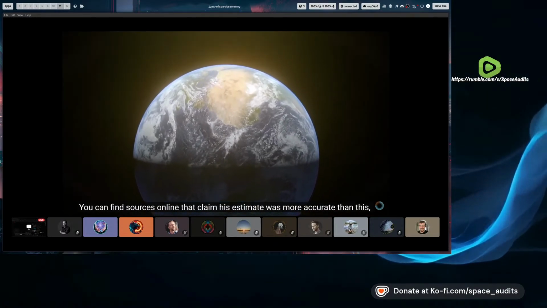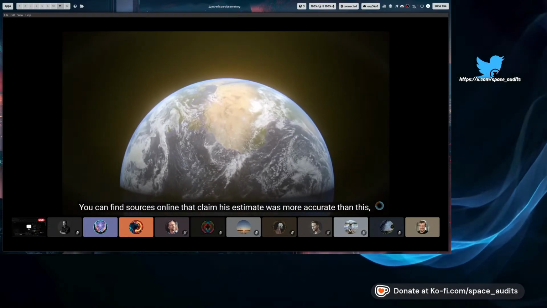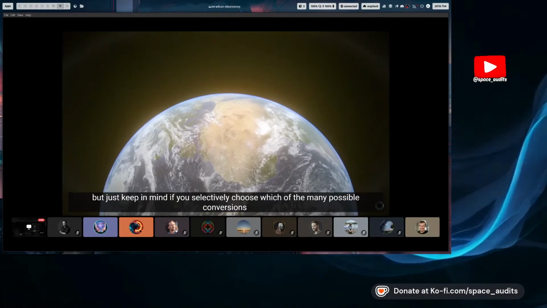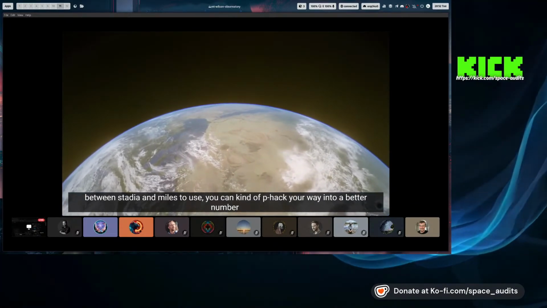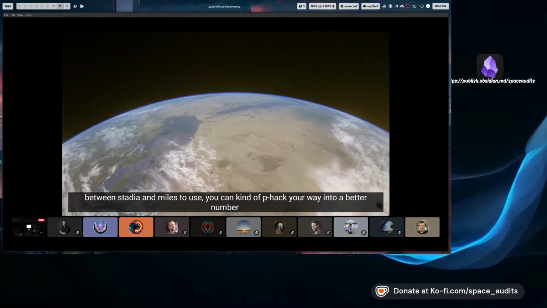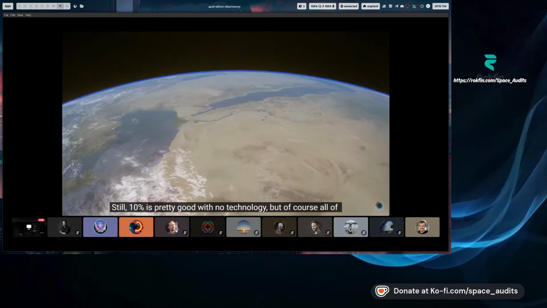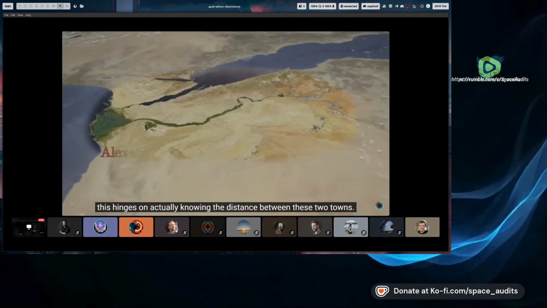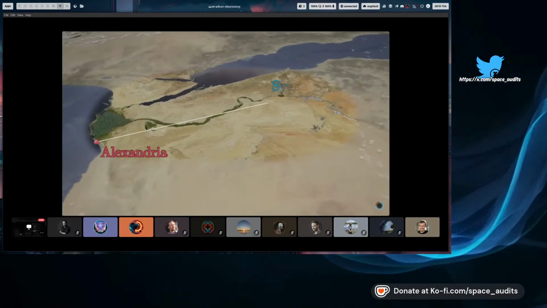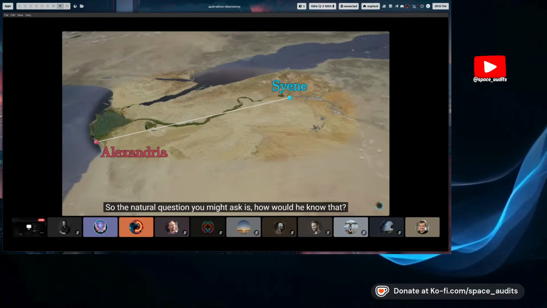You can find sources online that claim his estimate was more accurate than this, but just keep in mind if you selectively choose which of the many possible conversions between stadia and miles to use, you can kind of p-hack your way into a better number here. Still, 10% is pretty good with no technology, but of course all of this hinges on actually knowing the distance between these two towns. So the natural question you might ask is, how would he know that?